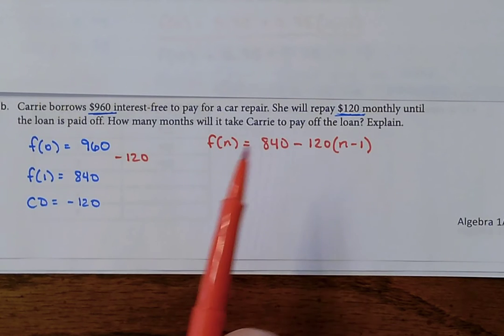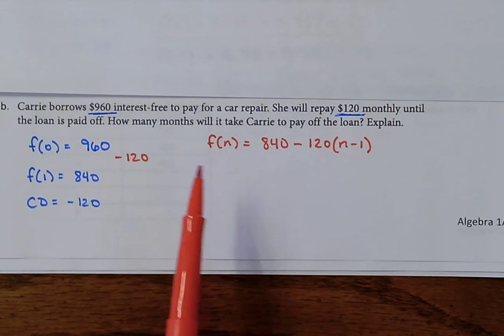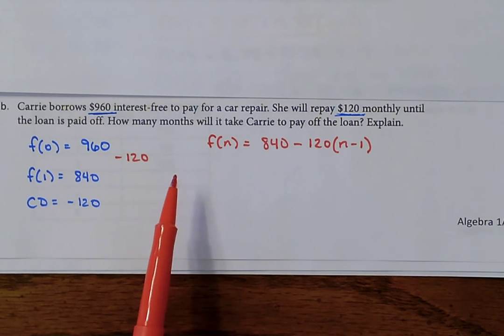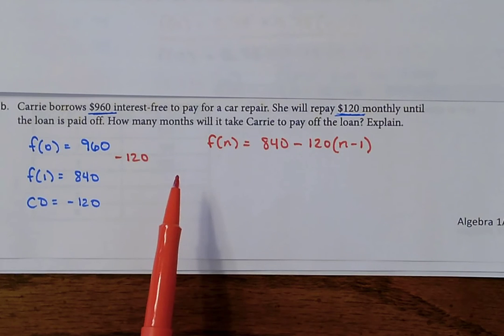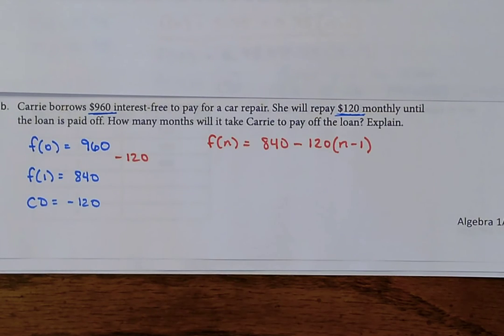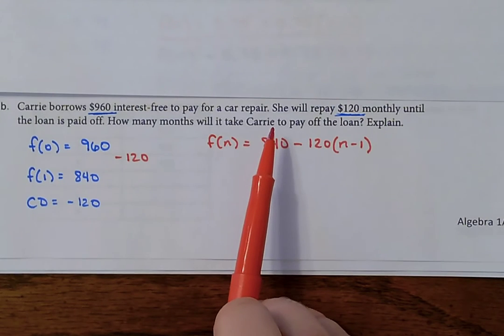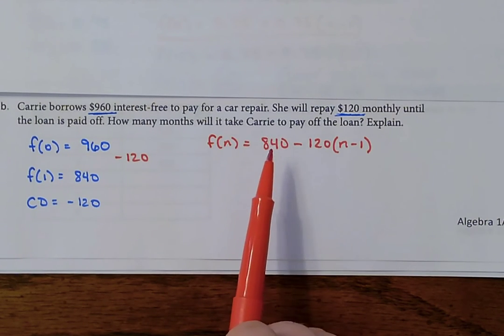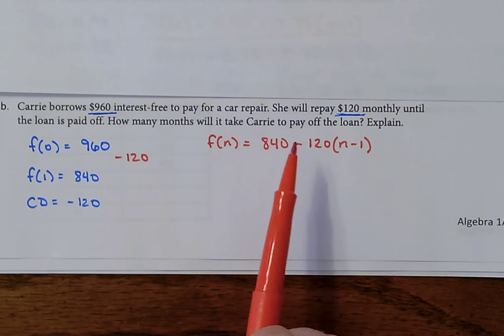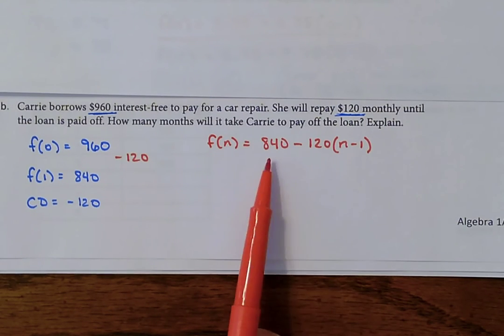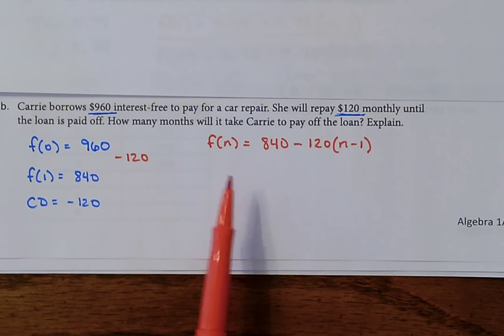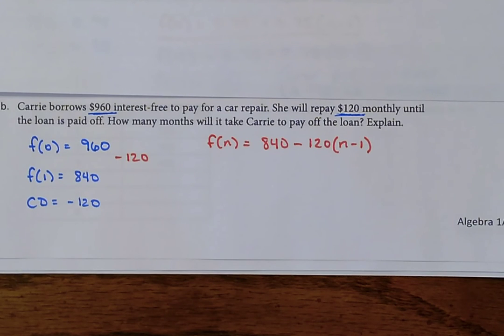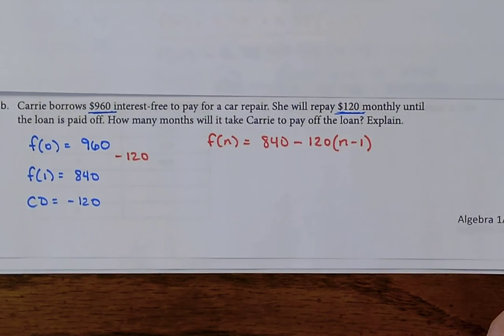So notice it's not actually asking us, after f of n, what term they want us to find. So they're not saying f of 7, figure out what the value is. They want us to know when it's completely paid off. So completely paid off is when this is going to equal 0. So we need to figure out for how many months does it take for the remaining balance to be 0.